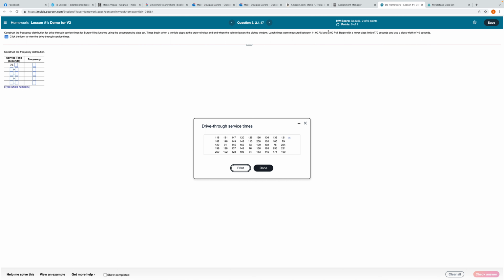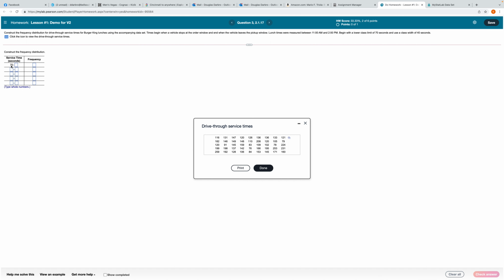So lunch times were measured. That just tells you the population under study. When are the measurements taken? But this is the important part right here. Begin with a lower class limit of 40 and use a class width of 40.